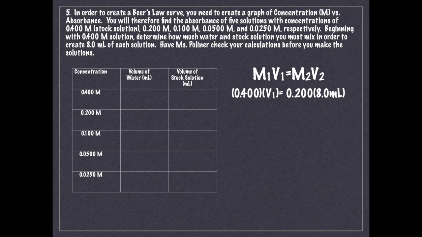I know that the final concentration is going to be 0.200, and I know that the final volume is going to be 8 mL, right? I want a final volume for all of these of 8 mL. So what that tells me is that the volume of stock solution I'm going to add is going to be 4 mL. So I'm going to add 4 mL of my stock solution in order to get a final volume of 8 mL. That means I need 4 mL as well of water. So 4 mL of water, 4 mL of stock solution.